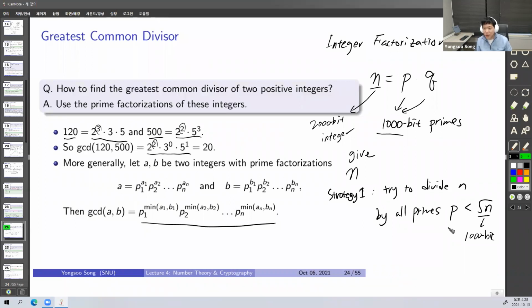So we don't know how to prove it, but we studied the prime number theorem. So we know pi of x is roughly x over log x. In this case, square root of n is a 1000 bit integer, meaning that this is 2 to the 1000. So this is not binary log, but the natural logarithm.